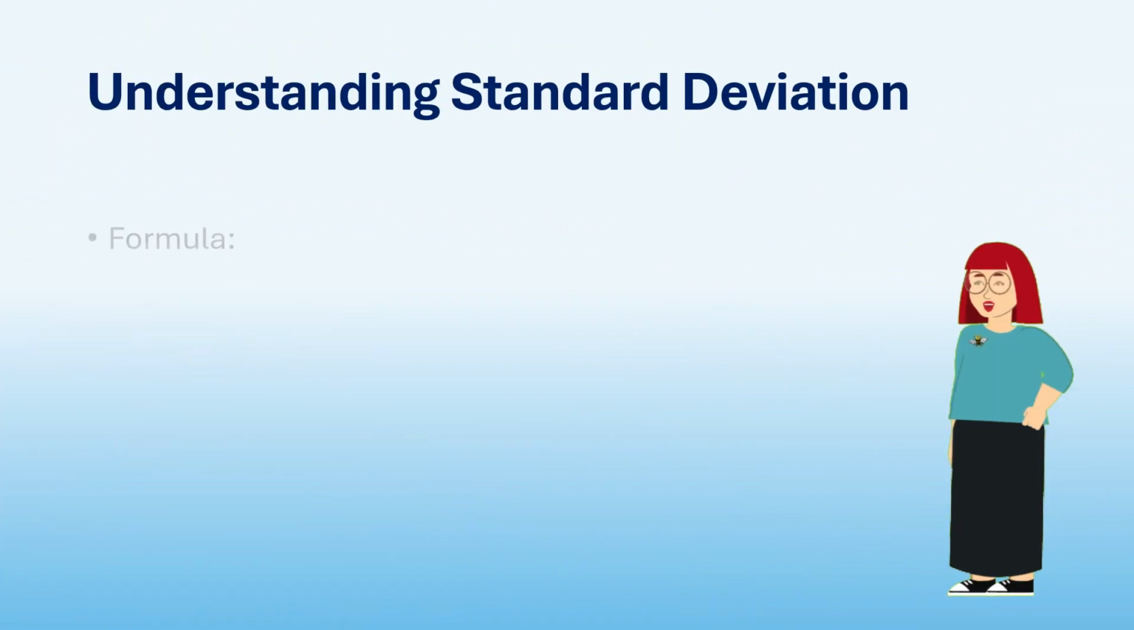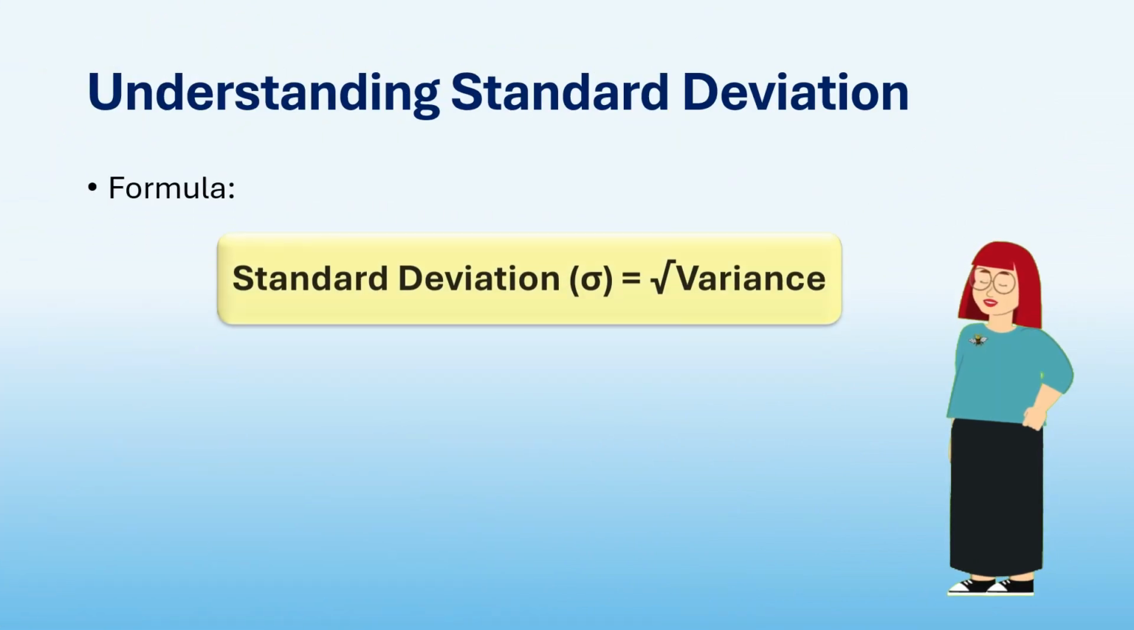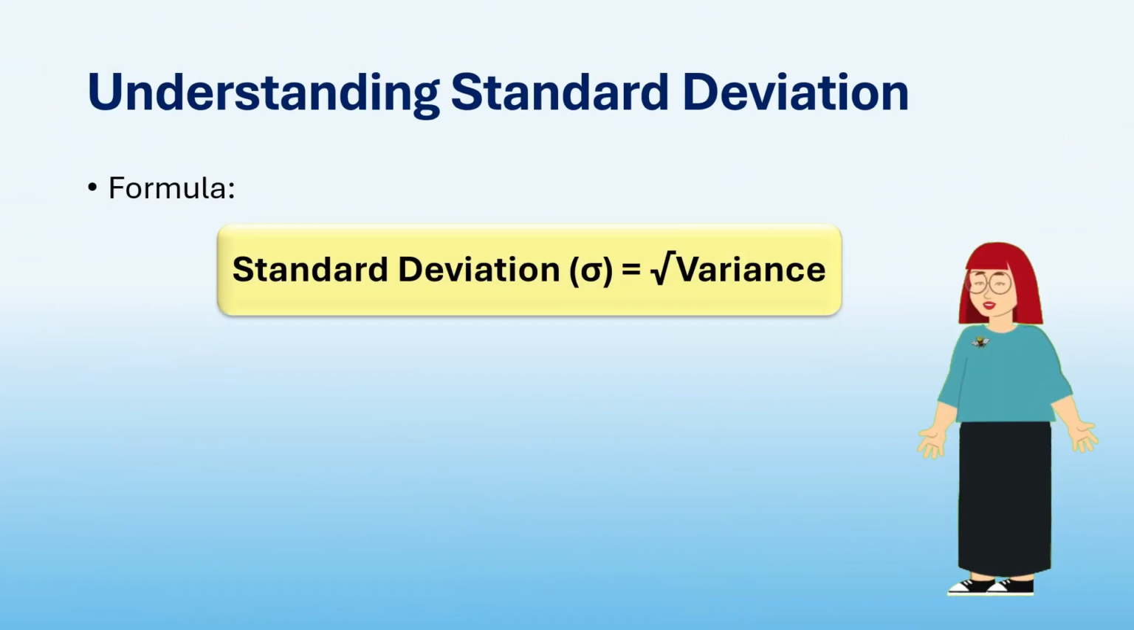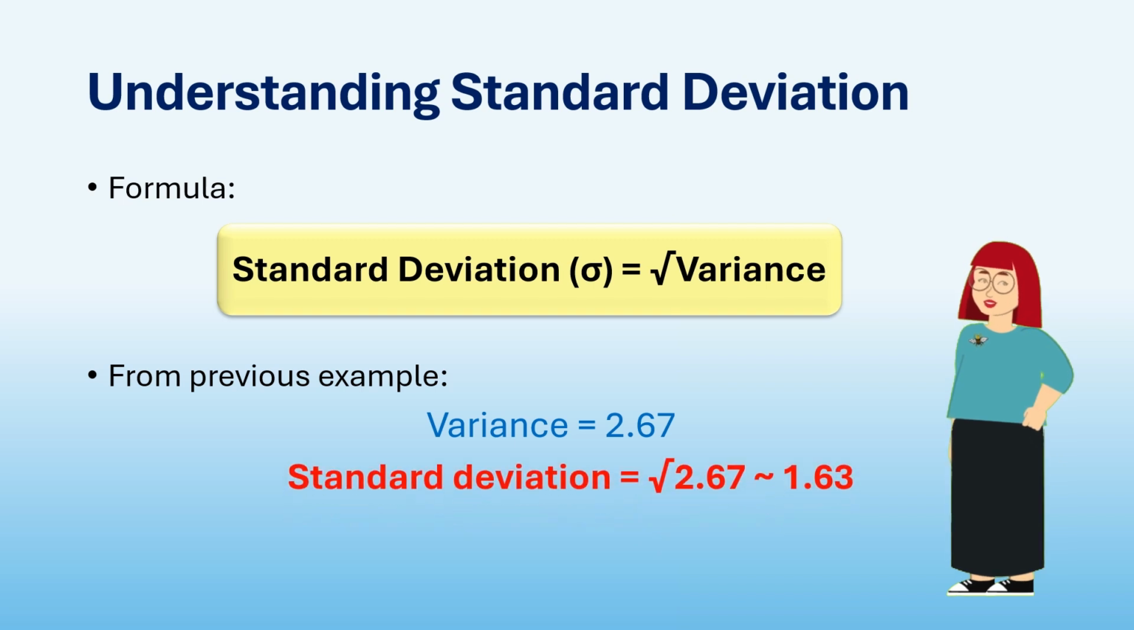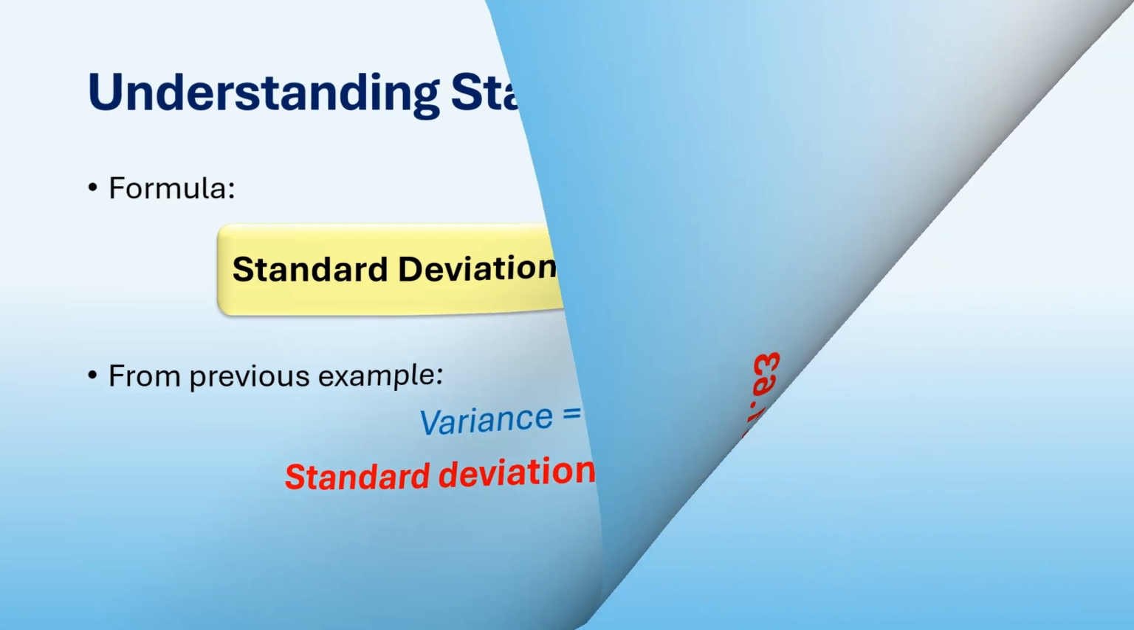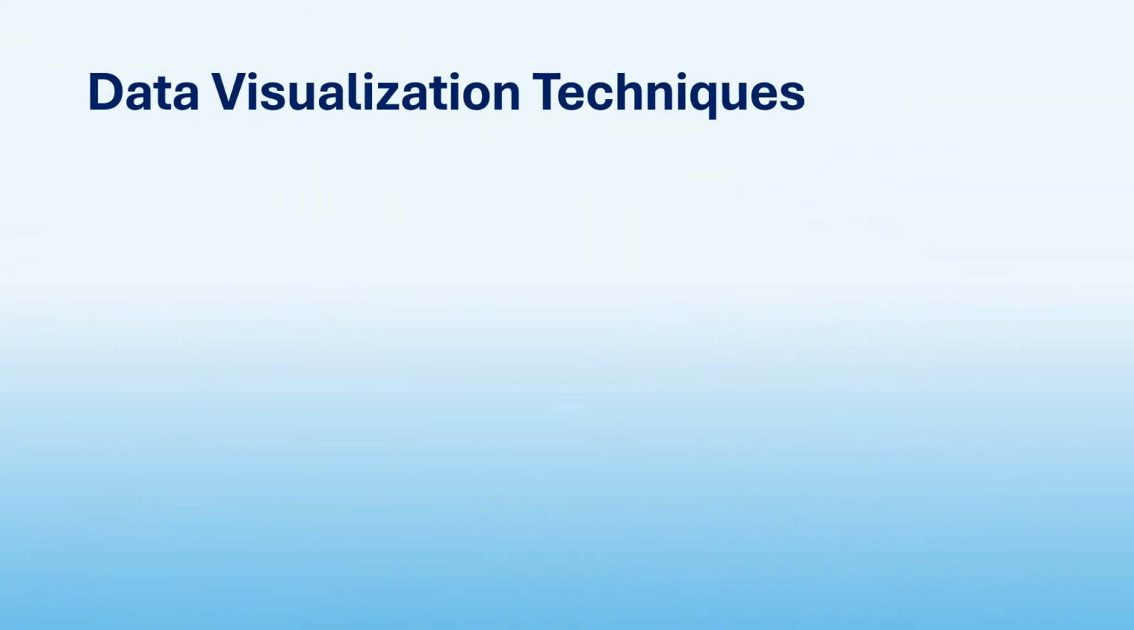The standard deviation is the square root of the variance. It provides a measure of the average distance from the mean. Using our previous example with a variance of 2.67, the standard deviation would be the square root of 2.67, which is approximately 1.63. Next, let's explore data visualization techniques.